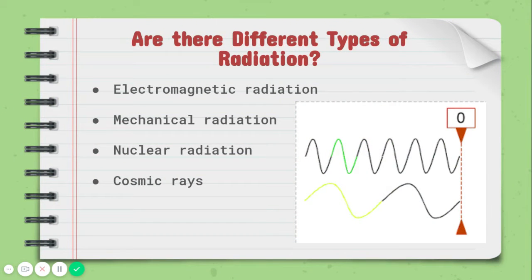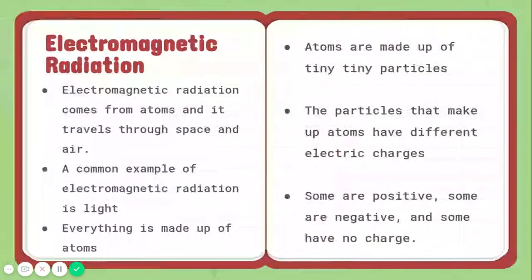Electromagnetic radiation, mechanical radiation, nuclear radiation, and cosmic rays are several different types of radiations. Electromagnetic radiation comes from atoms, and it travels through space and air. A common example of this radiation is light.